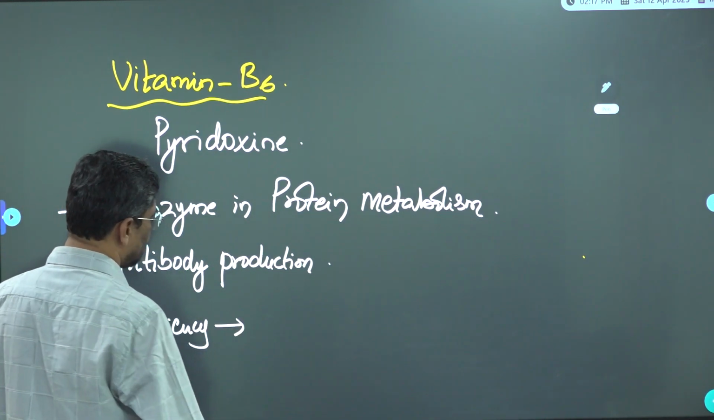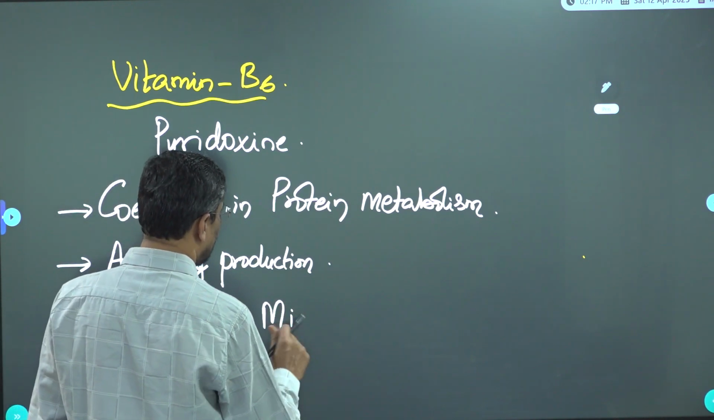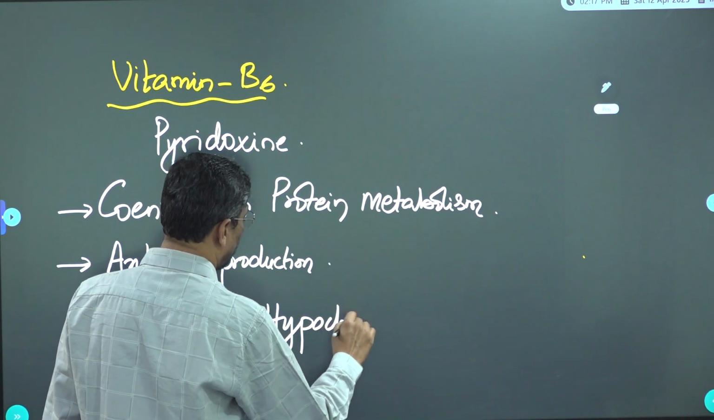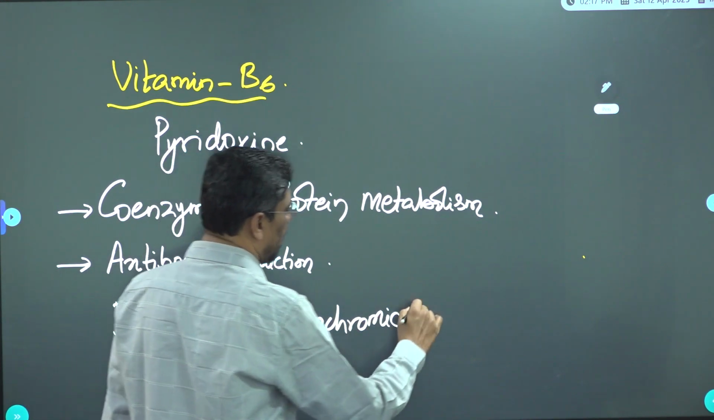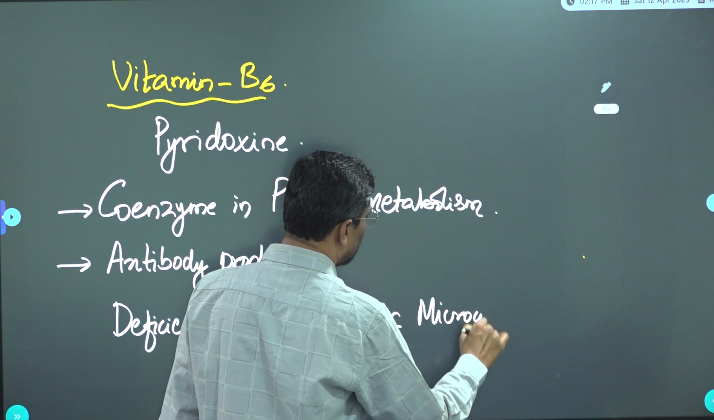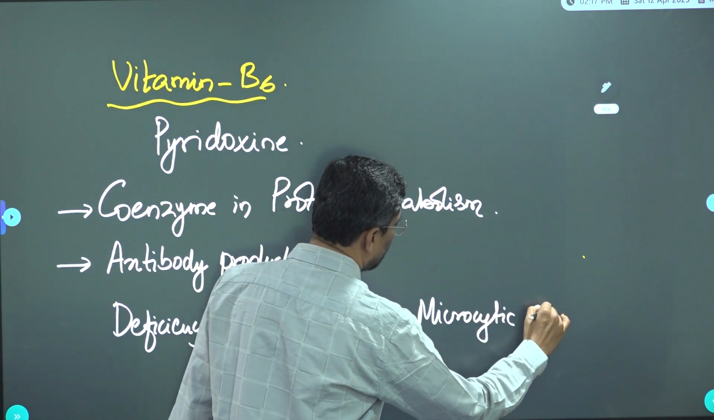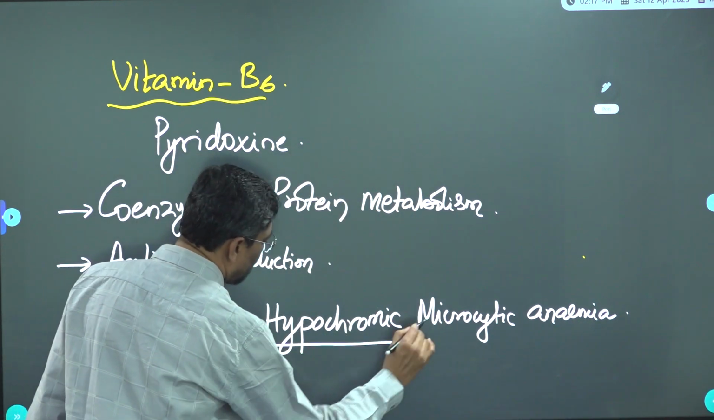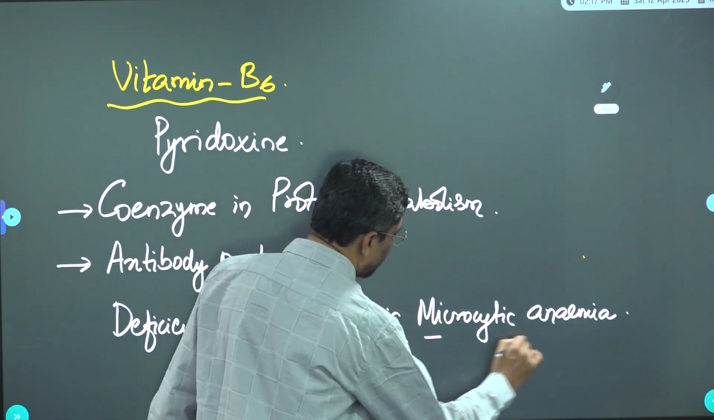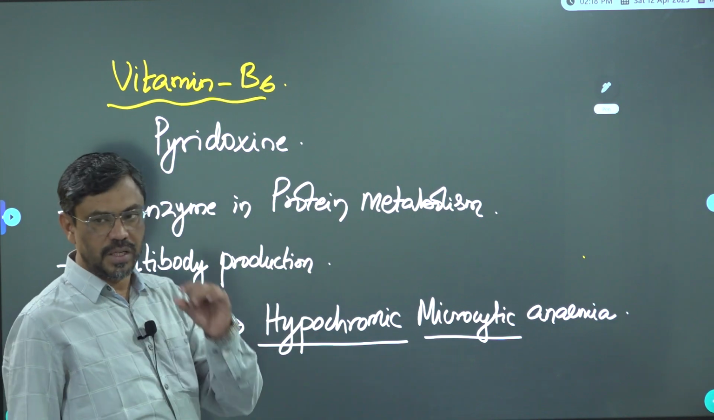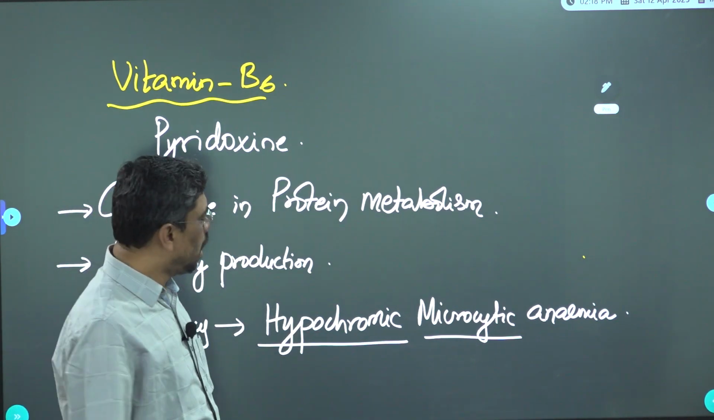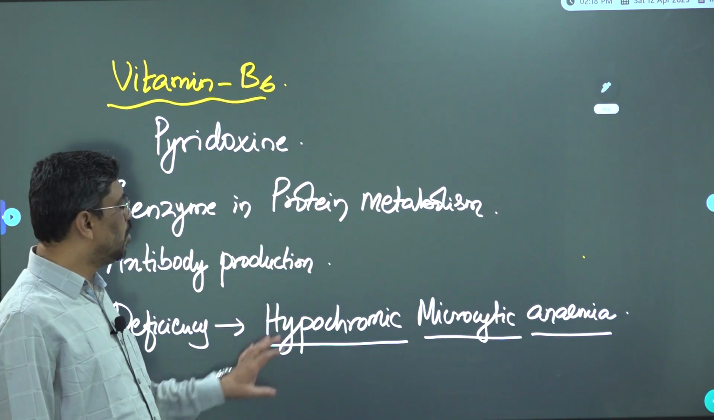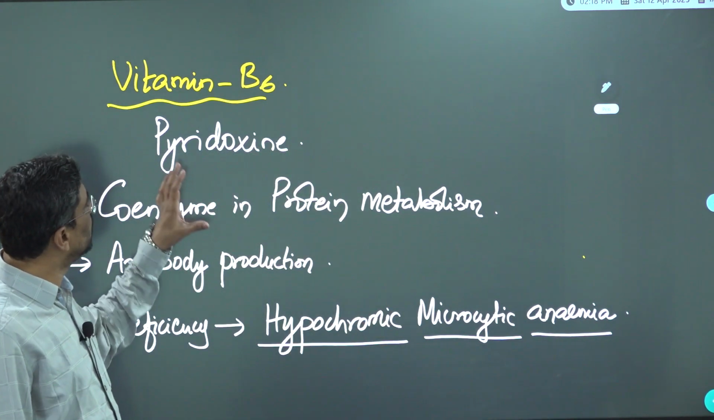Deficiency causes hypochromic microcytic anemia. Hypochromic means the hemoglobin content decreases. Microcytic, that means the size of the RBC reduces. And it leads to anemia. That means RBC count decreases. So hypochromic microcytic anemia. Just you remember these parts.